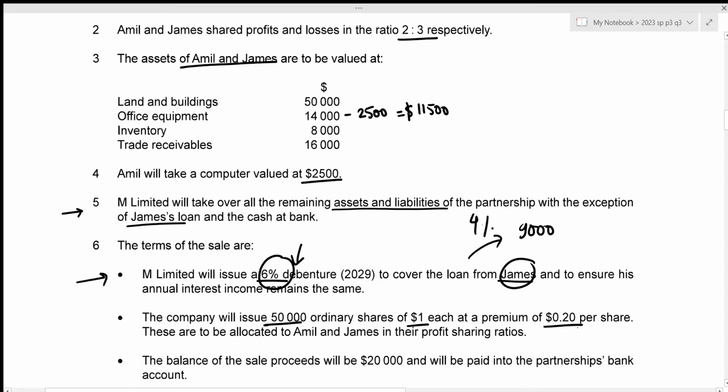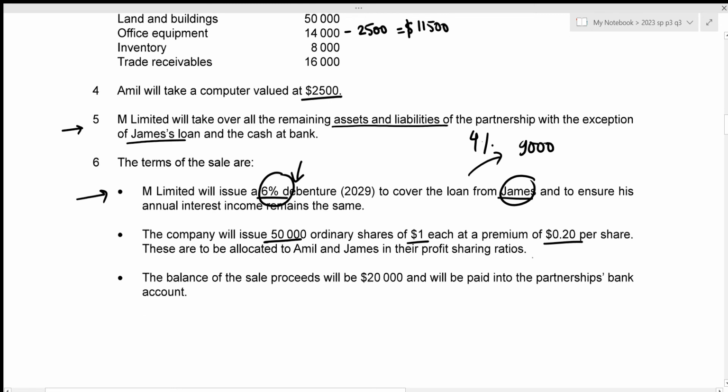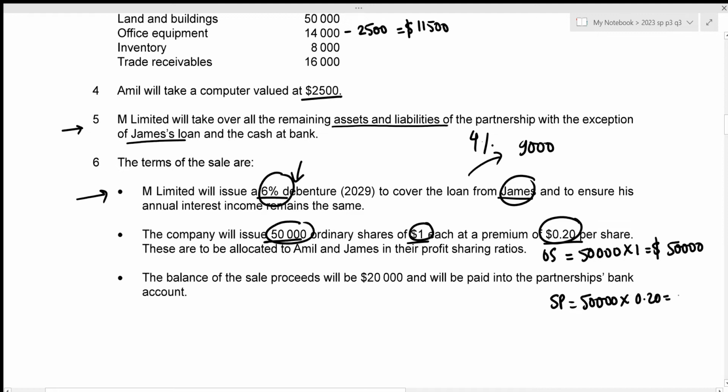Let's figure out the value for ordinary share capital. So ordinary share capital will increase by the number of shares times the nominal rate. In this case, that's 50,000 times 1, which is again 50,000. So this amount should be recorded on the credit side. Then we also have the share premium of 0.20. So the value of share premium is the total number of shares issued, that's 50,000, times the share premium rate of 0.20, which results in the amount of 10,000.